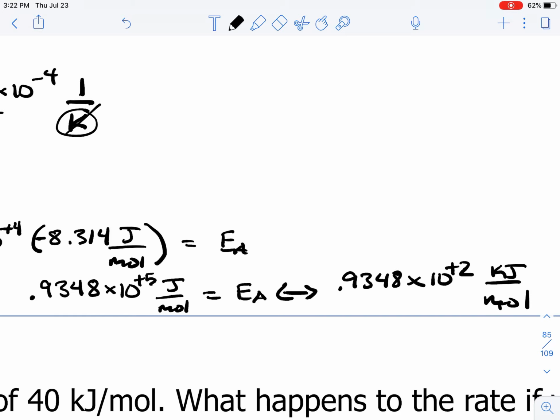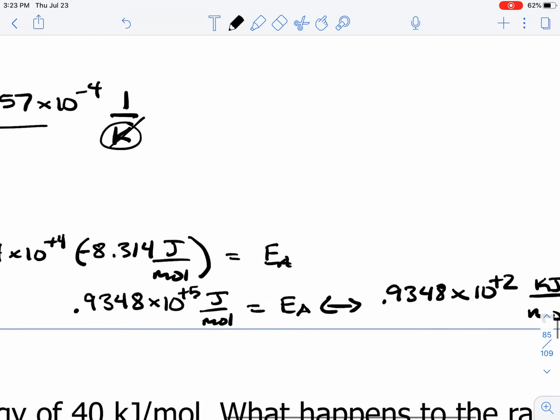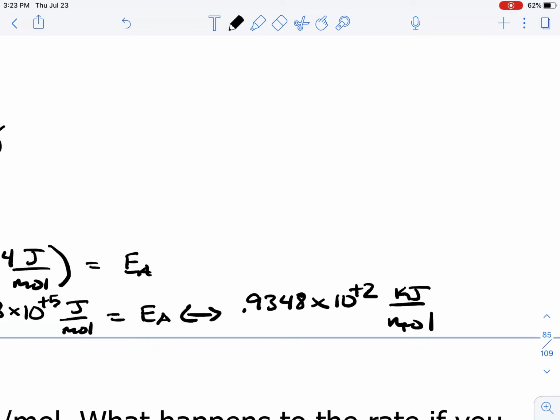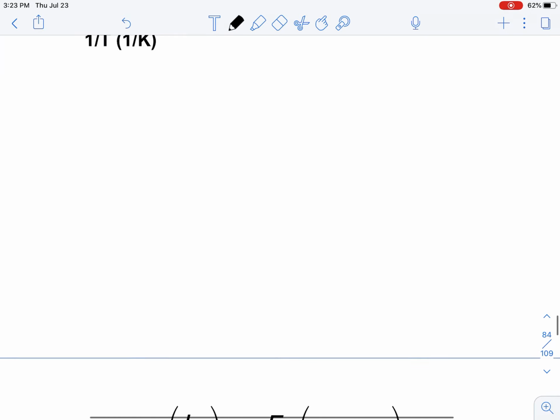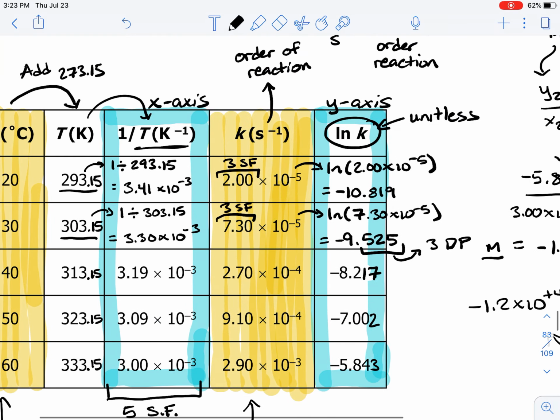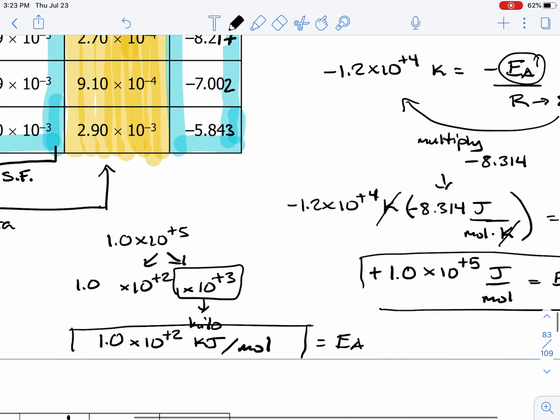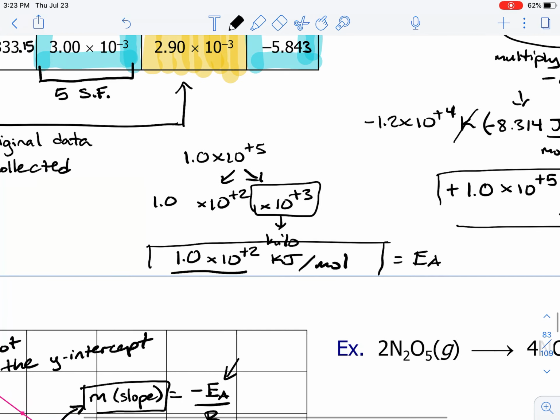And so once again, I can take a positive 3 out from this number, and convert that, represent that as kilojoules. So notice that I have 0.9348 kilojoules per mole. Or really this is, if you expand this, 93.48. And so if you look at the activation energy that we calculated using the slope of the line, etc., so 1.0 times 10 to the positive 2, that's the same thing as saying 100 kilojoules per mole.